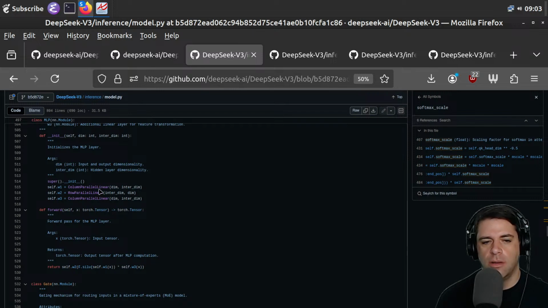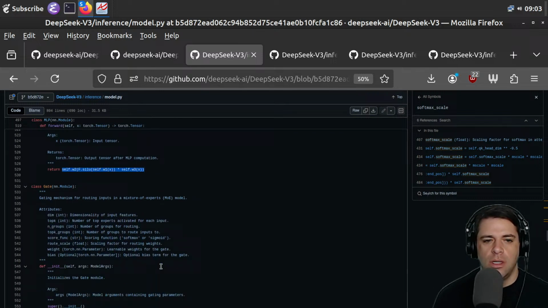So parallel linear. Okay, so column parallel linear. I see. So it's a linear map that's parallelized along columns. And the W2 is parallelized along rows. And W3 is also parallelized along columns. And so you do this matrix product. You take, I assume, what must be an activation function, and then you do another matrix product, multi-layer perceptron style.